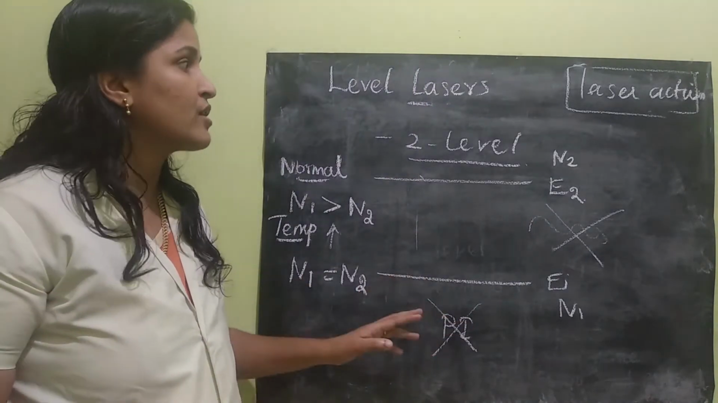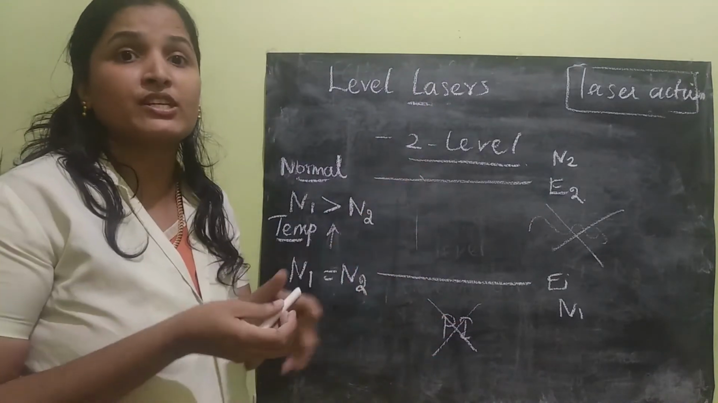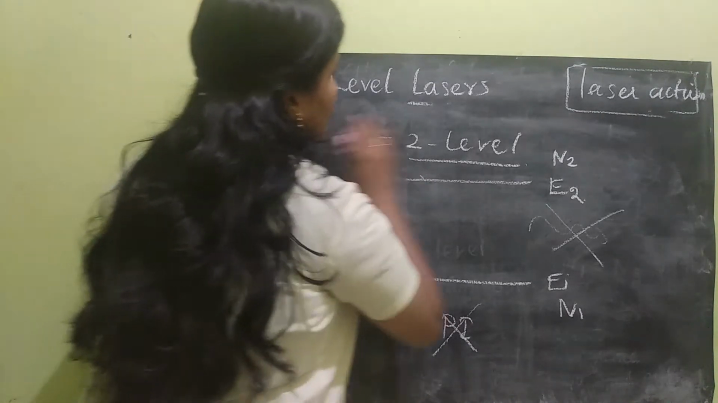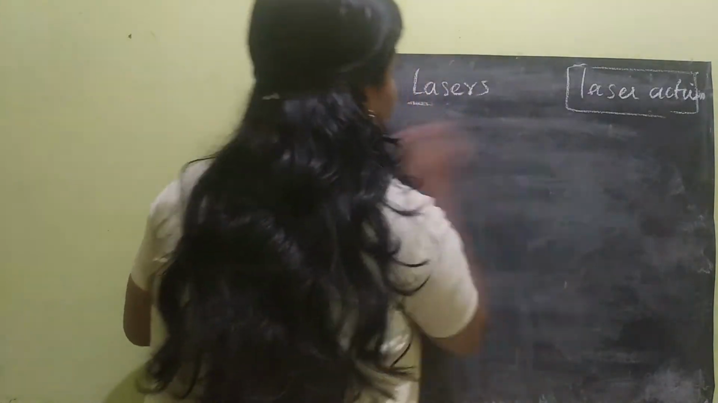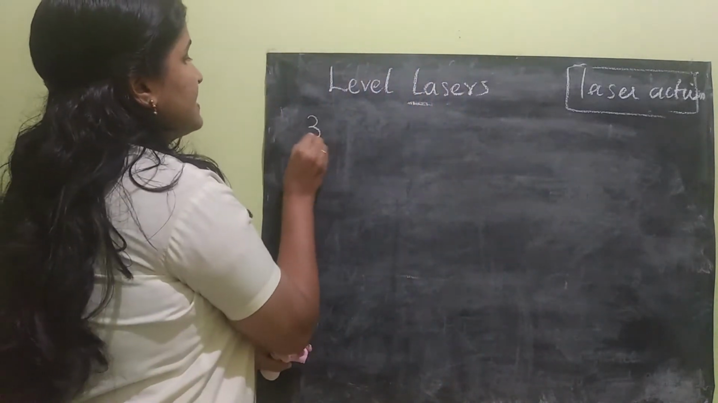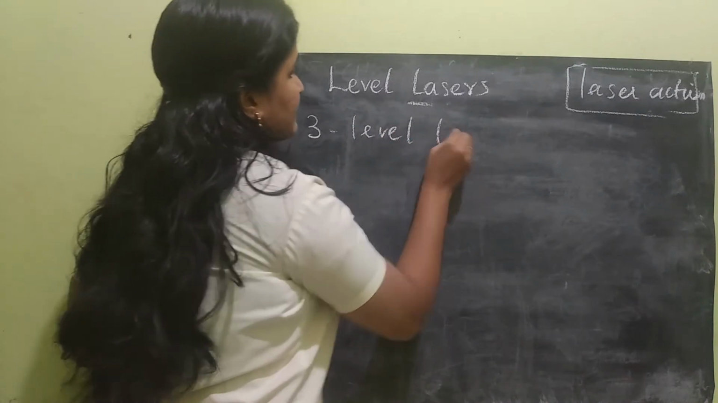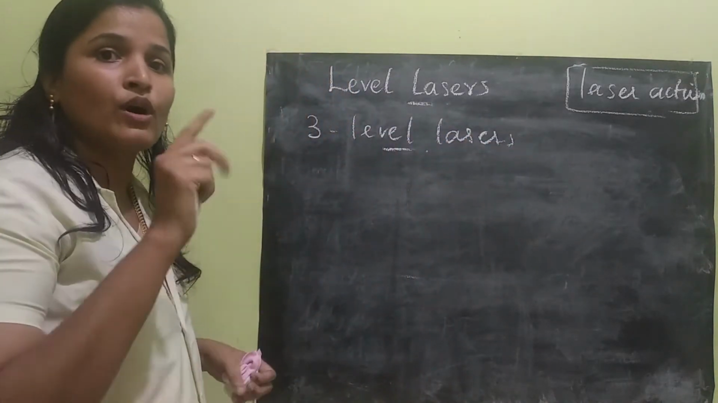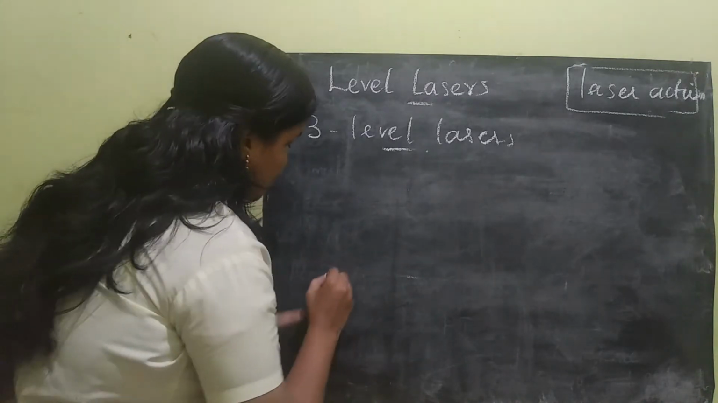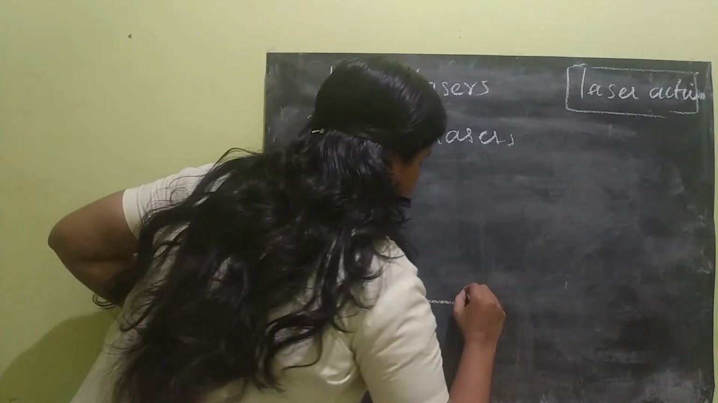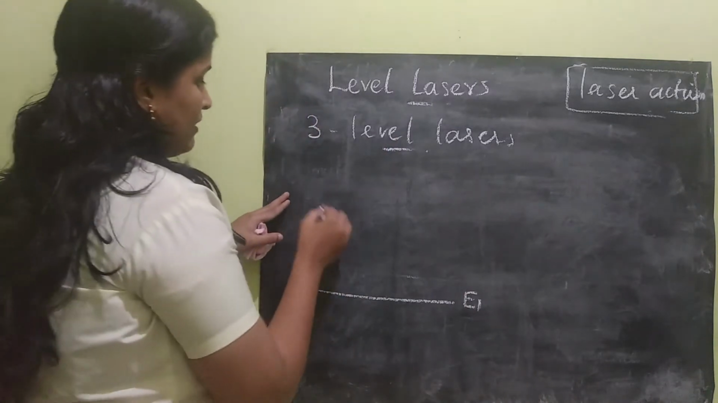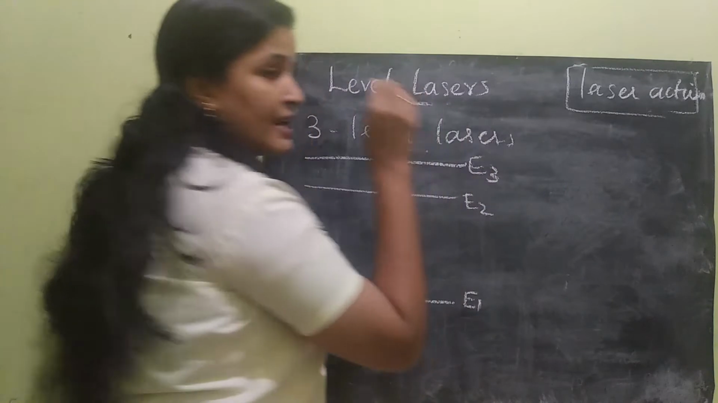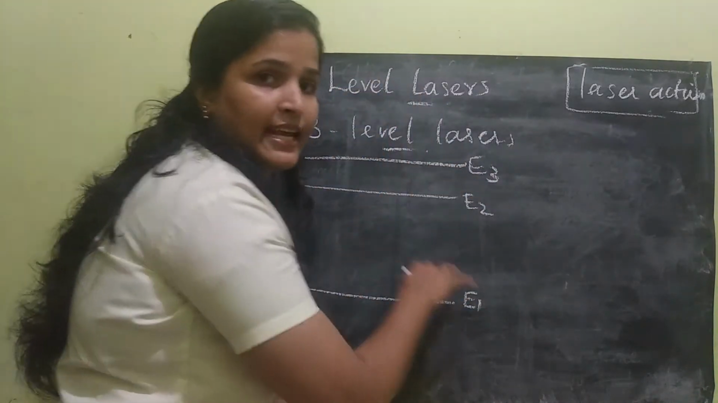Because of that, we go to the second type, which is the 3-level laser. In the name itself it is there: here we have 3 levels. Let this be E1, let this be E2, and let this be E3. So there are 3 energy levels.